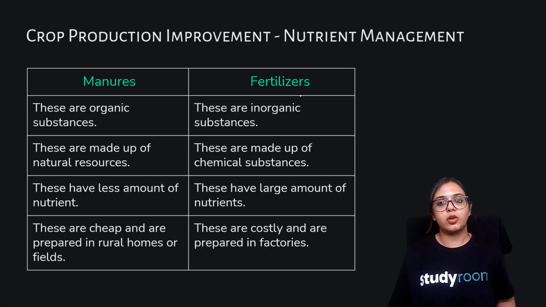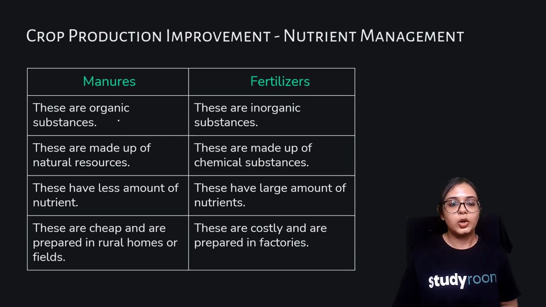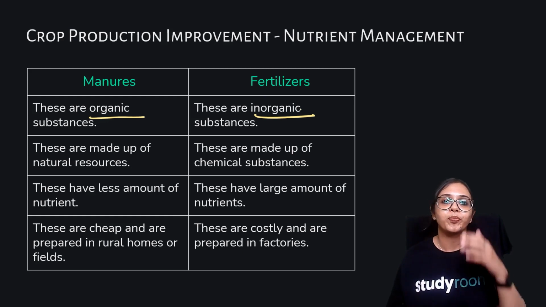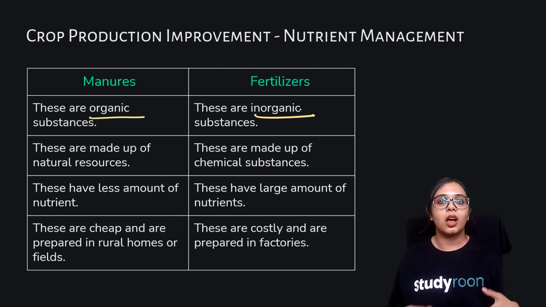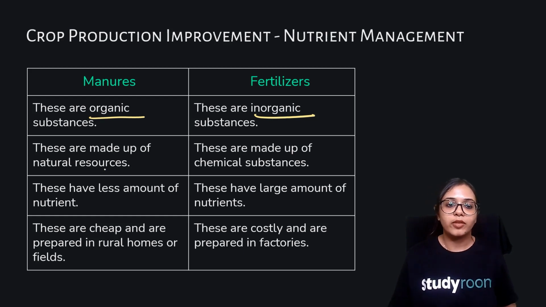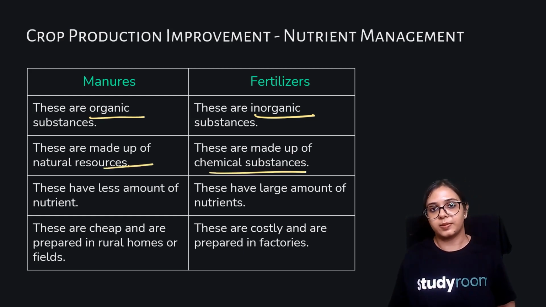So here we'll be having a look at the differences between manures and fertilizers. Manures are organic substances. They're derived from plants and animals' remains. Fertilizers are inorganic. They directly contain those chemical substances that are then absorbed by the plants as nutrients. Manures are made of natural resources. Fertilizers are made of chemical substances.